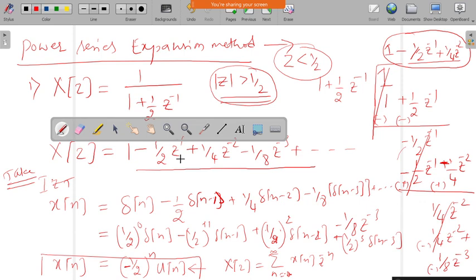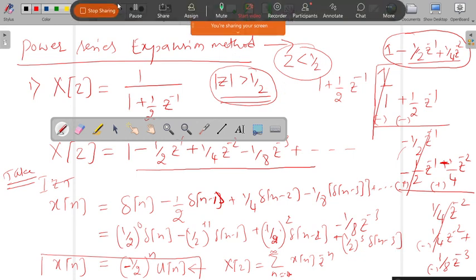So you need to take care, because if you go from minus 1 to minus infinity, the z power will be positive, and if you go from 0 to plus infinity, it will be in terms of negative powers. So if it is negative sided, the power of z is positive, and if it is positive sided, the power of z is negative. Is it clear now? Any doubt in this, how to express this power series expansion? Anybody, any doubt?